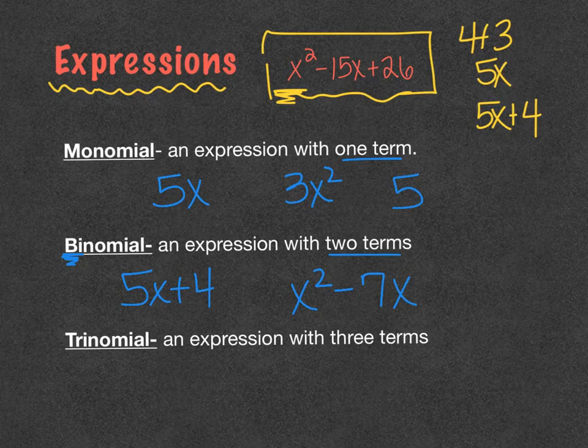And then a trinomial, pretty easy, you guys probably can figure this out. Tri usually means 3, so it's an expression with 3 terms. An example of a trinomial would be like x squared plus 3x plus 4. Okay, it's got 3 terms in it.